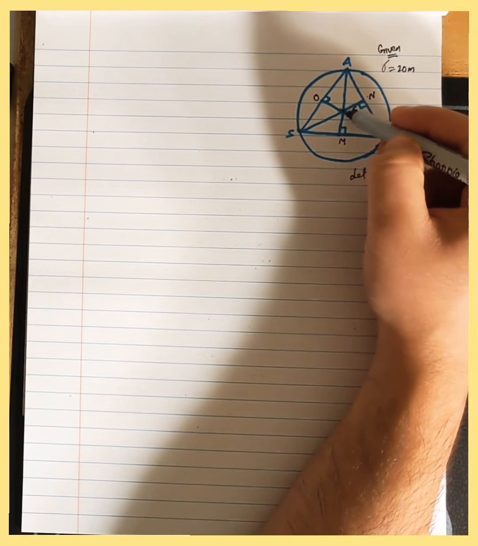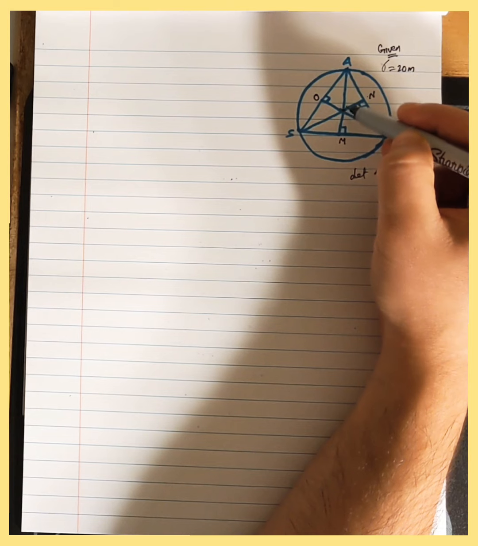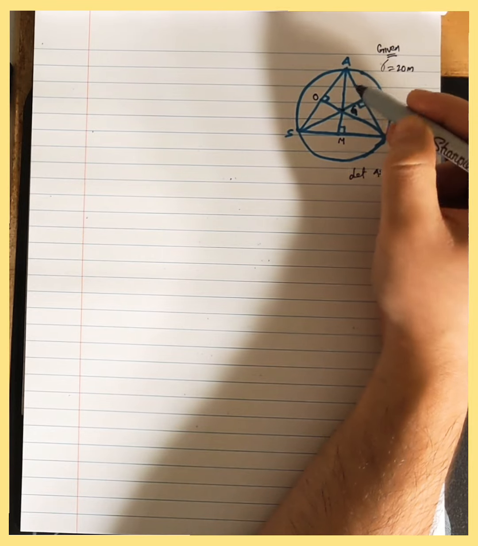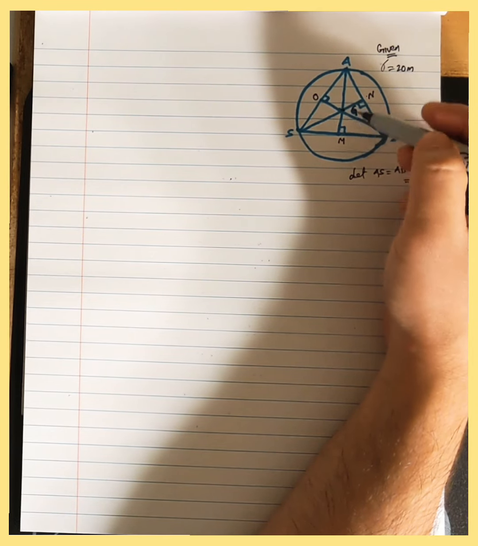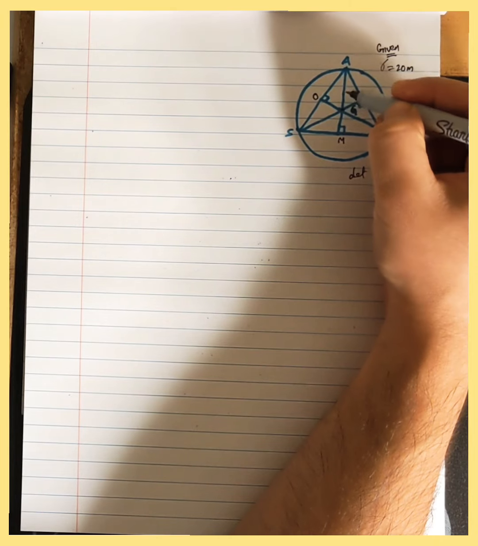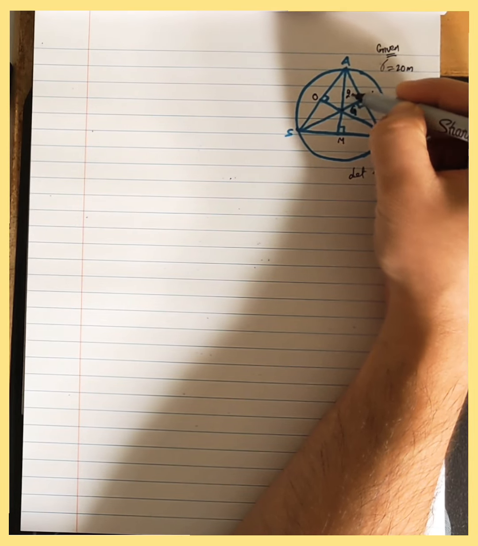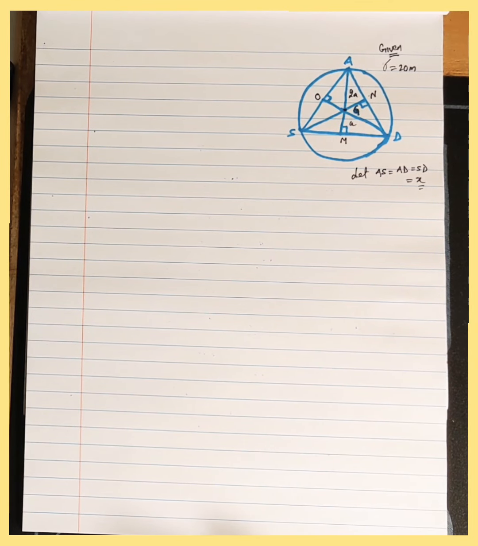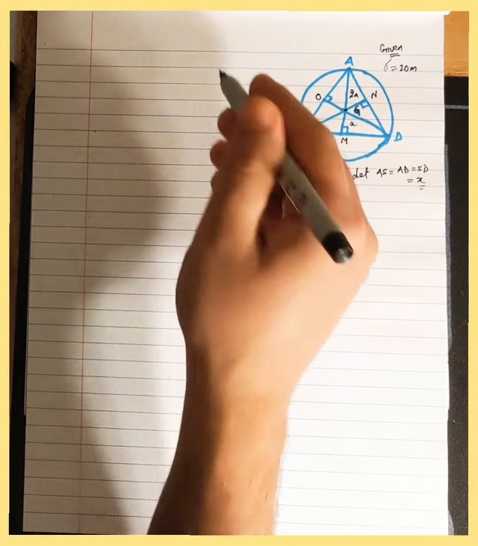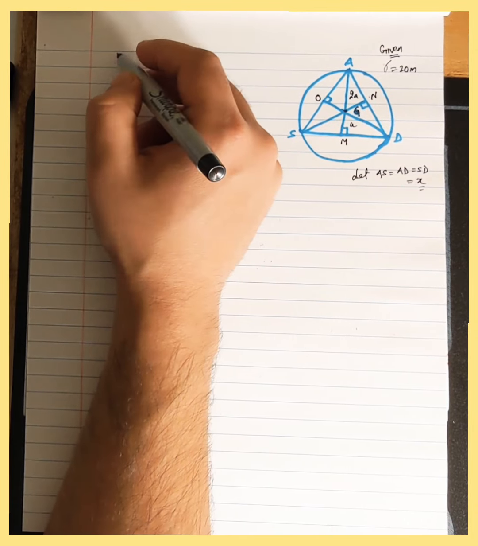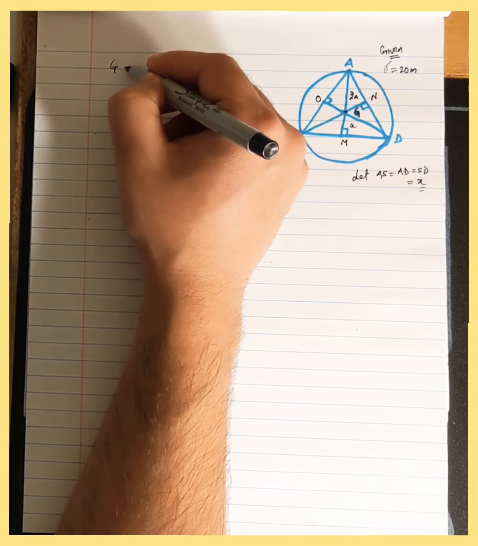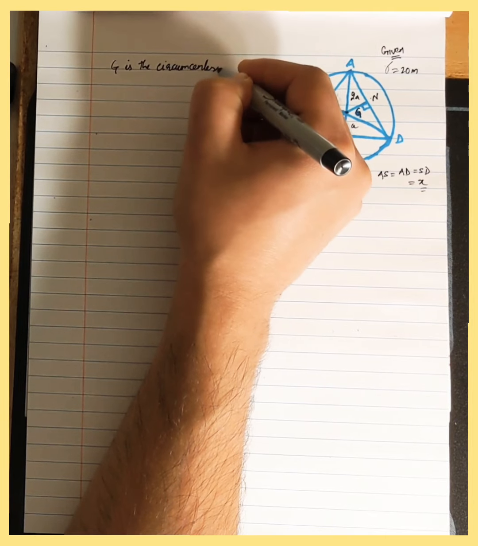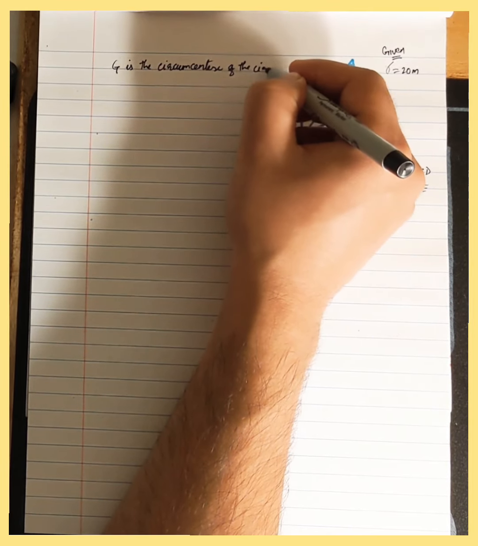Now this G has a property. It divides this line AM or SN or OD in the ratio 2:1. So if this is basically 2A, then this would be A. Is it clear until now? So we will write it down here that G is the circumcenter of the circle.